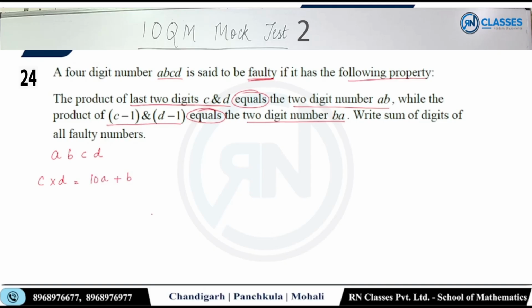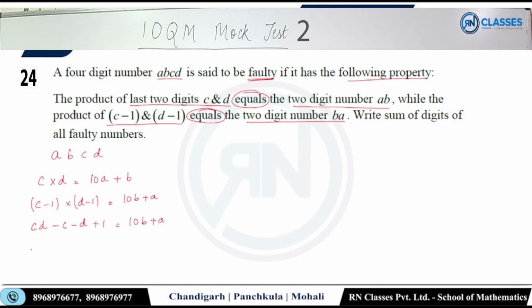ठीक है? While the product of these two numbers, C minus 1 into D minus 1, is equal to a two digit number again, 10B plus A. अभी तो मैंने सिर्फ इक्वेशंस लिखी हैं, ठीक है? जो उसने बोला वो लिख दिया. डिस्ट्रीब्यूटिव लगाओ, CD minus C minus D plus 1 is equal to 10B plus A.